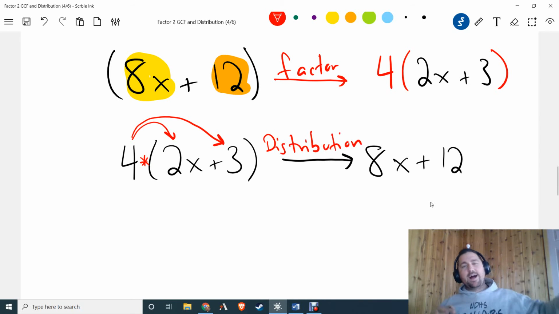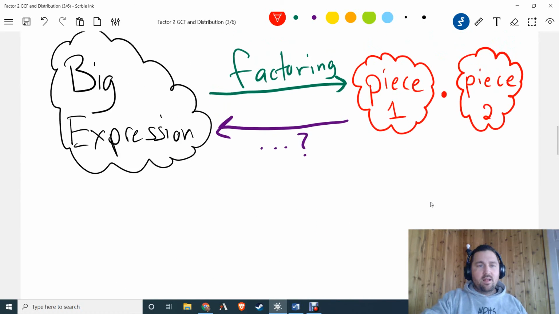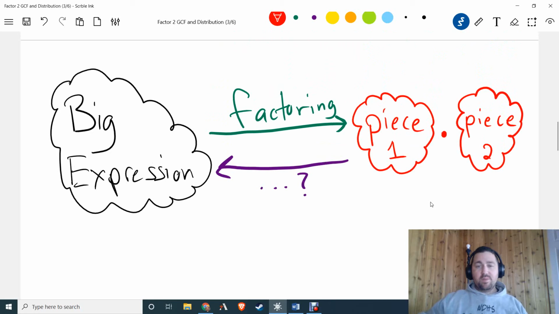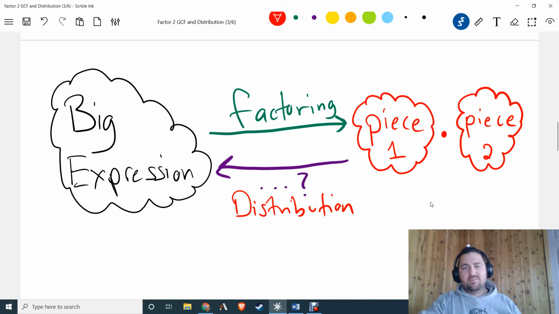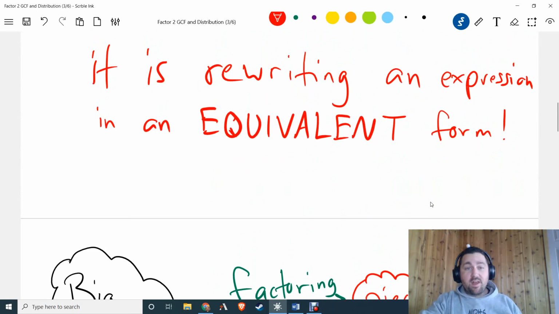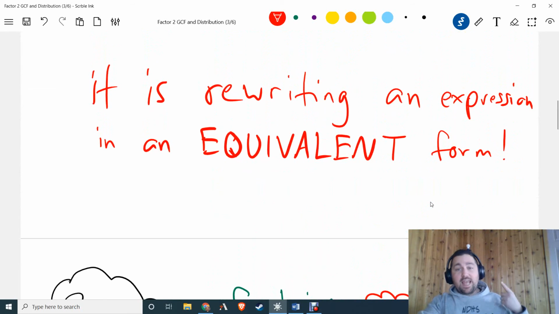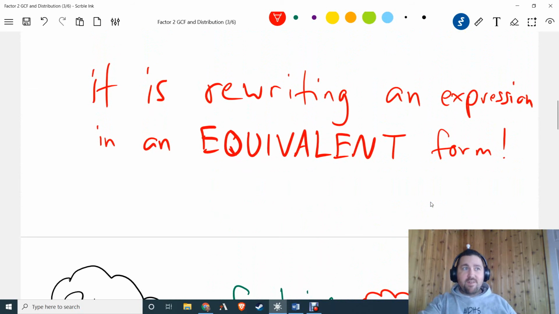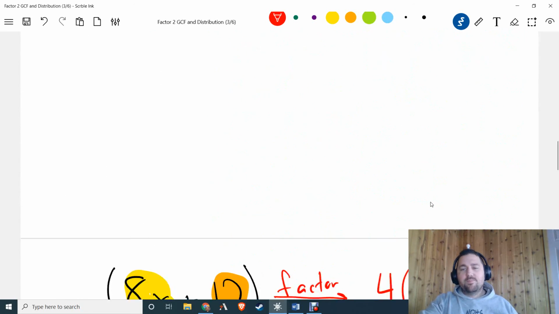Distribution is the opposite of factoring in this sense. Factoring is going from the big expression to the smaller pieces. Distribution would be going from the smaller pieces to the one big expression. Both of them are rewriting an expression in an equivalent form. That's really important to note. We're not changing the value. We're just changing what it looks like.